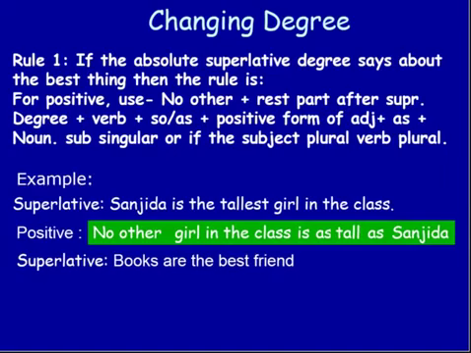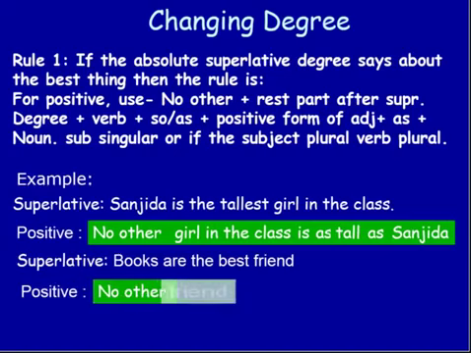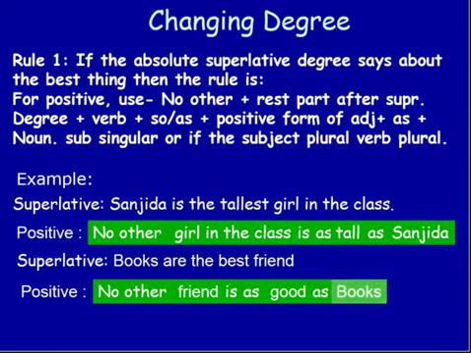Boys are the best friend. Positive: first we will have to write "no other", after that the rest part after the superlative degree. After that we will have to use the verb according to the subject and tense. After that we will have to use "as" plus positive form of the adjective, "as" plus subject, then it will be transformed from superlative to positive.